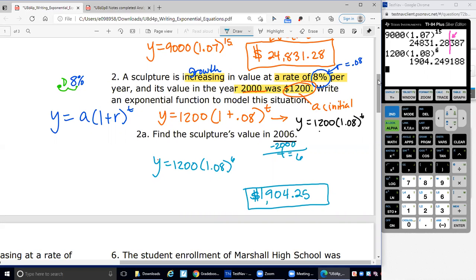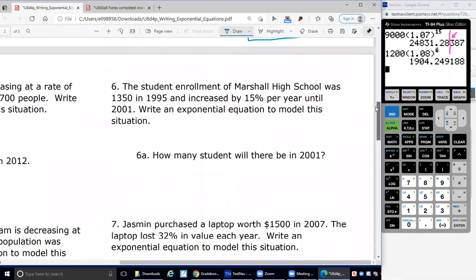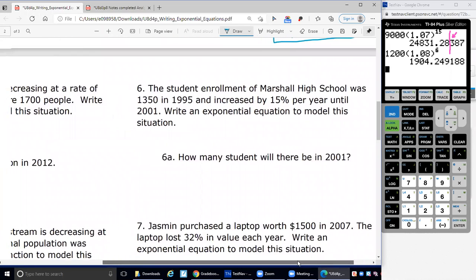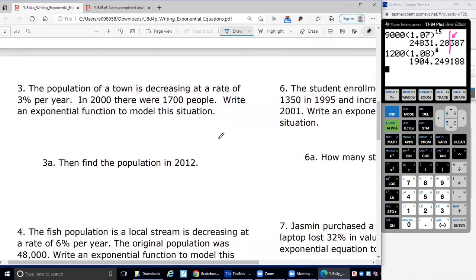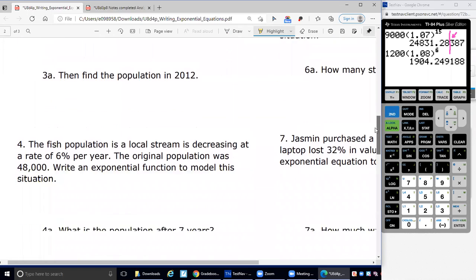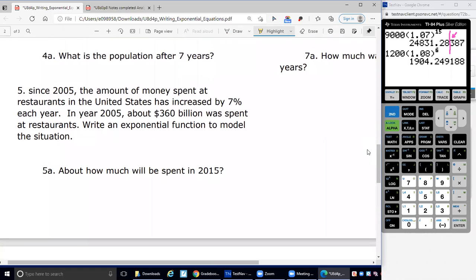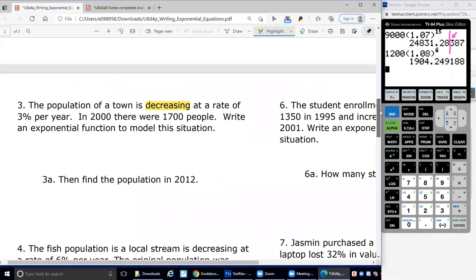Awesome. Let's go ahead. And I want to talk about decay, right? The key word here, decreasing, right? That tells me about decay. I'm almost tempted to do this one here with you. Number 5, oh, this is increasing. So if you have questions about this one, ask me. But yeah, I'm going to go ahead here with number 3.